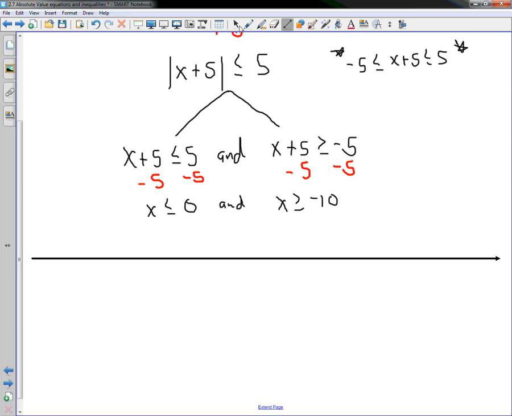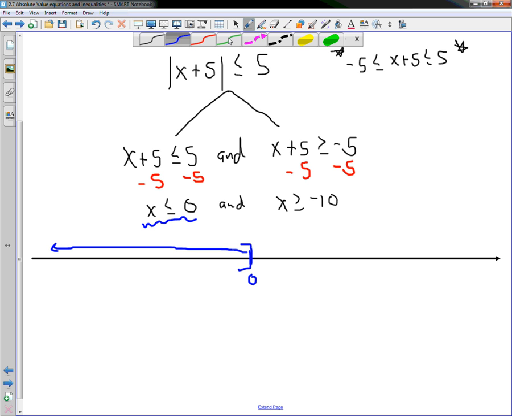Remember, you can always pause and go back and see what's going on. So let's look at our first one. Less than or equal to 0 is a bracket at 0, and less than, so to the left. Greater than or equal to negative 10, so we have negative 5, we have negative 10. Again, greater than or equal to is a bracket, and we're going to go right.